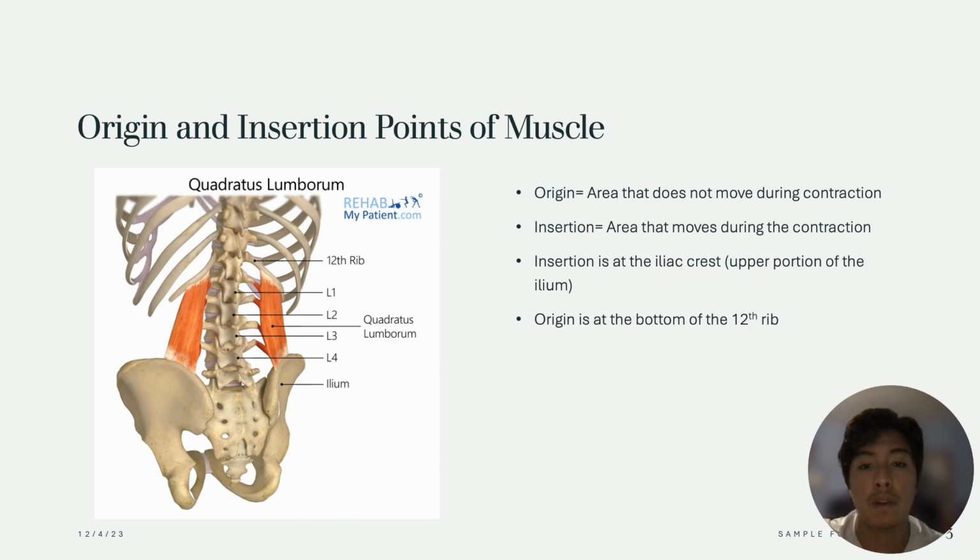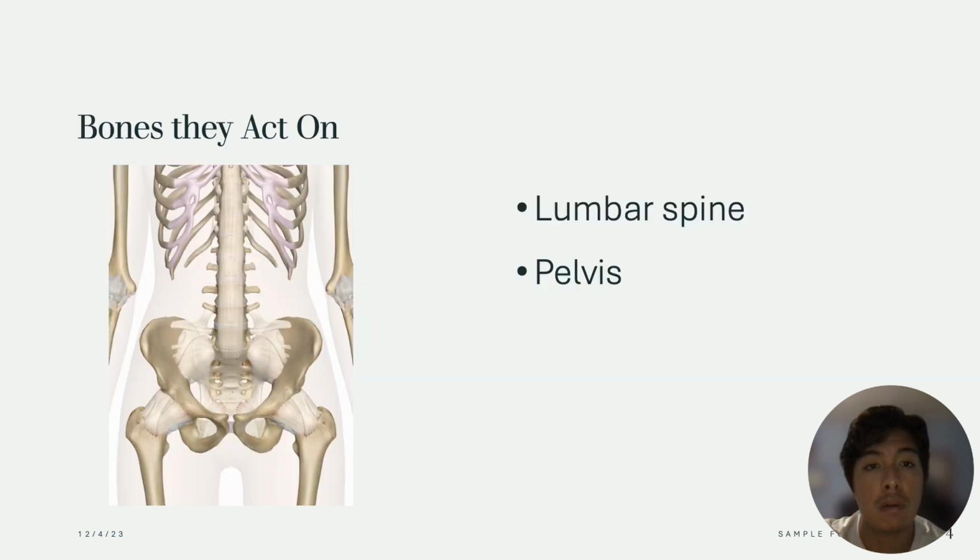Since this is the first video of many, I will be discussing origin and insertion and their meanings. The origin is the area that does not move during contraction, and insertion is the area that does move during the contraction. The origin of the QL is at the bottom of the 12th rib, and it travels through L1 and L4, the lumbar spine, and the insertion is at the iliac crest, which is the top of the ilium. The bones the QL acts on are the lumbar spine and the pelvis.